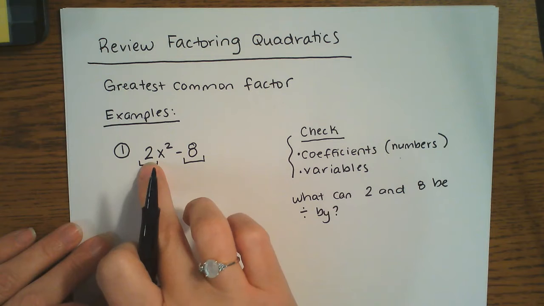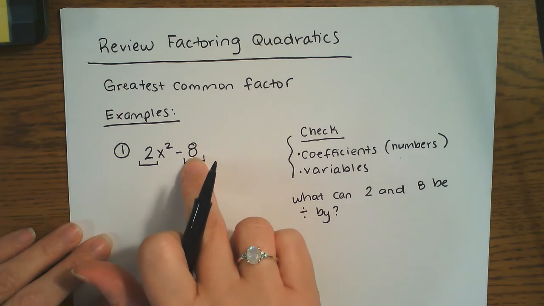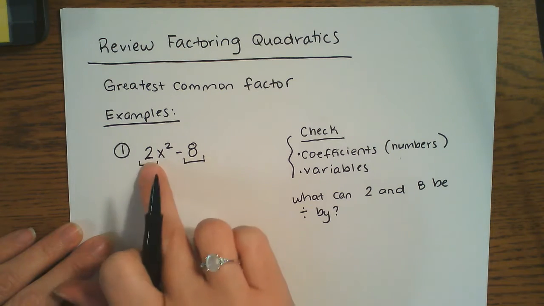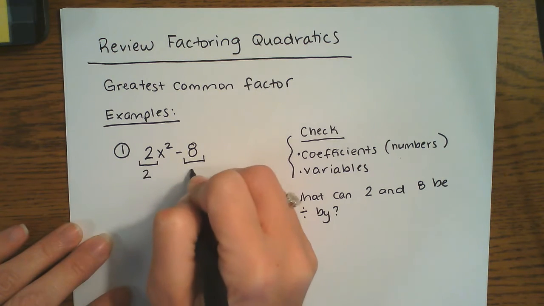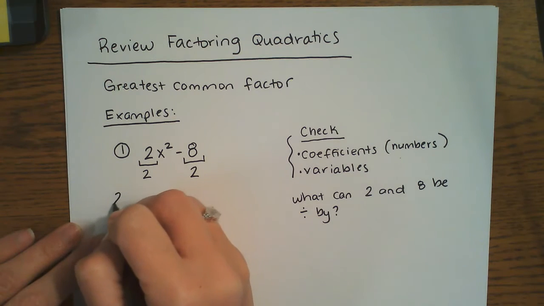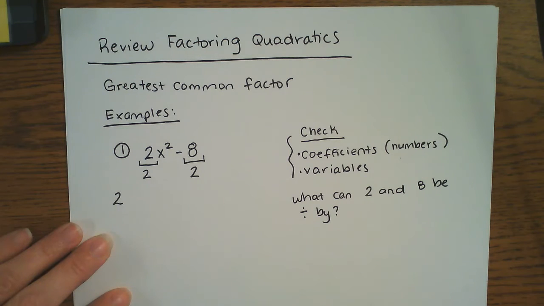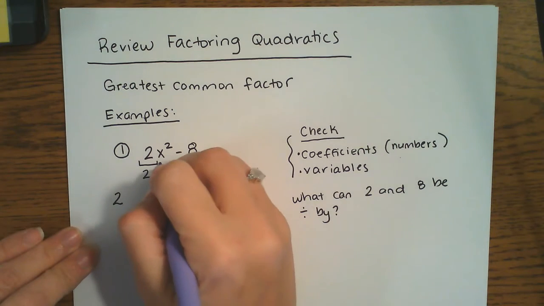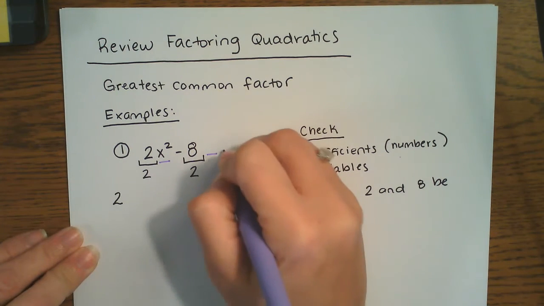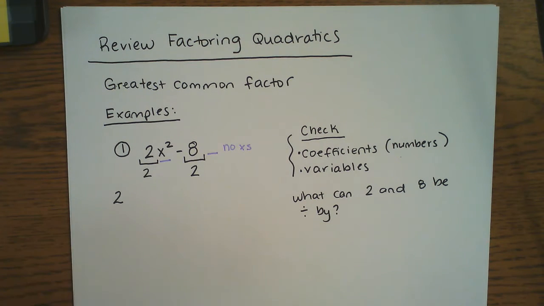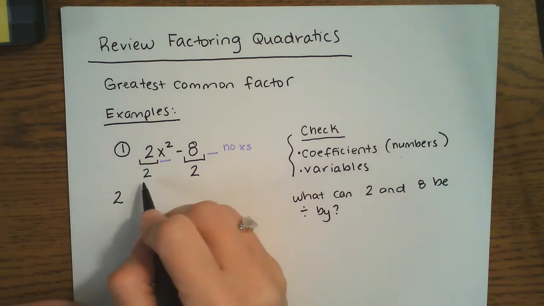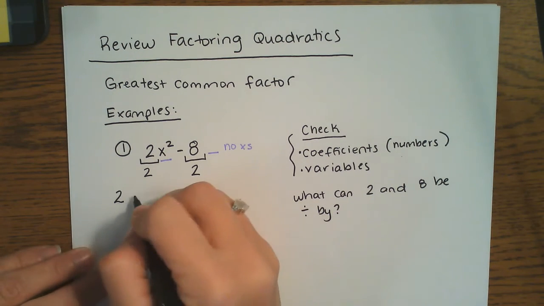Well, I can divide 2 by 2 and 1. And I can divide 8 by 8, 2, 4, and 1. So the greatest common factor that they have in common is a 2. So we'll divide the common factor to the front. And now we'll check the variable. I have x squared here, but I have no x's here. So that means they don't have any in common. So the only thing that we can divide out, the greatest common factor, is 2.